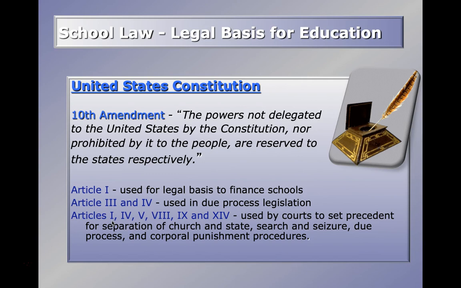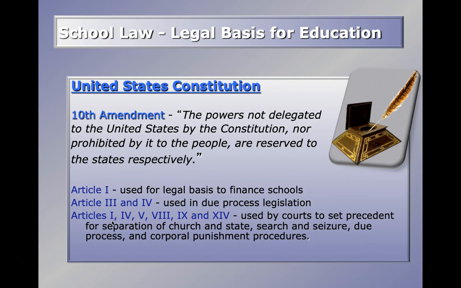The 10th Amendment, however, does say that power not delegated to the United States by the Constitution, nor prohibited by it to the states, are reserved to the states respectively. So that means that if it's silent, then the states are going to have to come up with something to establish it. And so all 50 state constitutions have clauses about the establishment of public schools in America.